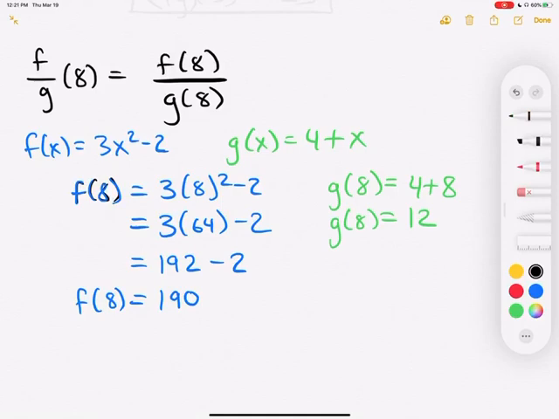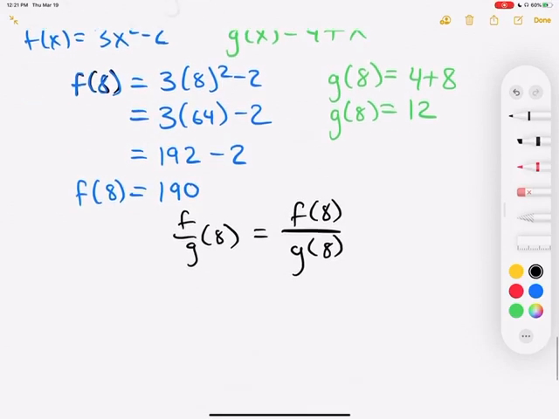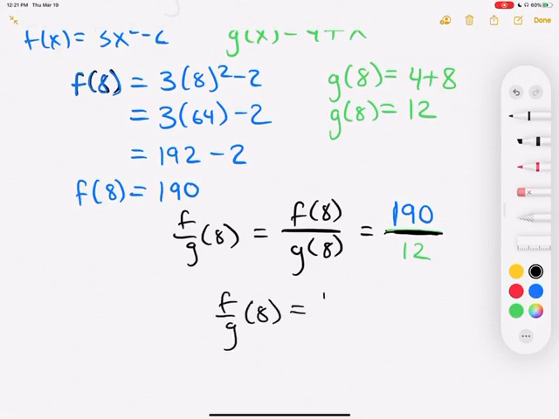So what the problem is asking for is f over g of 8, which is f of 8 divided by g of 8, which is the same thing as f of 8, the value that we just found, that's 190, and the value of g of 8, it's 12. So this is what we're looking for. This will be the final answer. F over g of 8 equals 190 over 12.